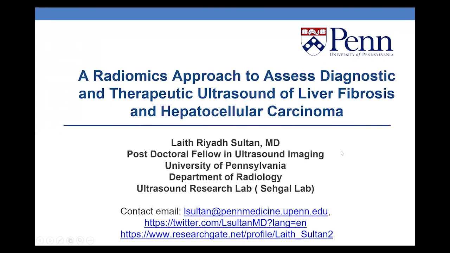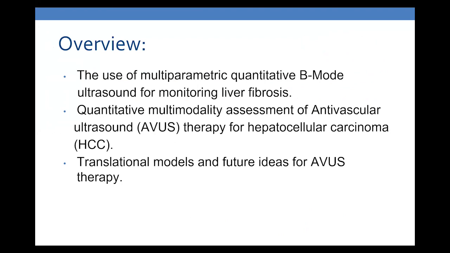So my talk today is about using radiomics for assessing diagnostic and therapeutic ultrasound of liver fibrosis and hepatocellular carcinoma. The talk today is divided into 2 major parts. The first part is about the use of multiparametric quantitative B-mode ultrasound for monitoring liver fibrosis. The second part is about quantitative multimodality assessment of antivascular ultrasound therapy for hepatocellular carcinoma. Also, we will talk about future translational models and future ideas for AVUS therapy.